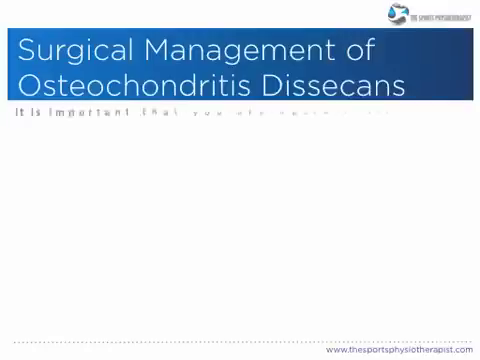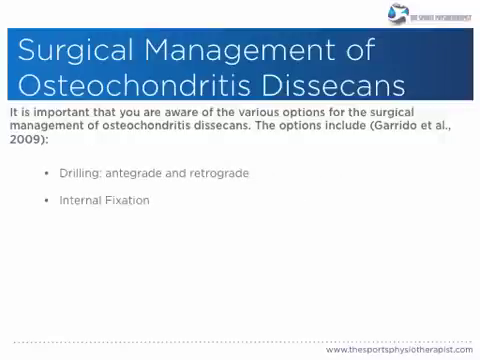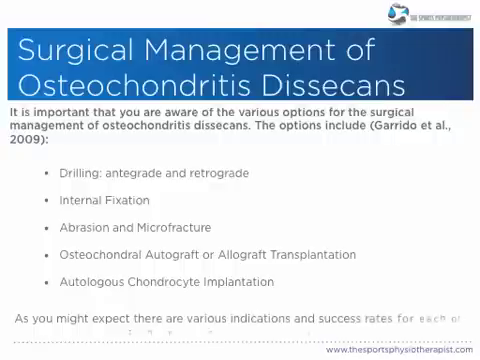It is important that you are aware of the various options for the surgical management of osteochondritis dissecans. The options include drilling, both antegrade and retrograde, internal fixation, abrasion and microfracture, osteochondral autograft or allograft transplantation, and autologous chondrocyte implantation. As you might expect, there are various indications and success rates for each of these surgeries.